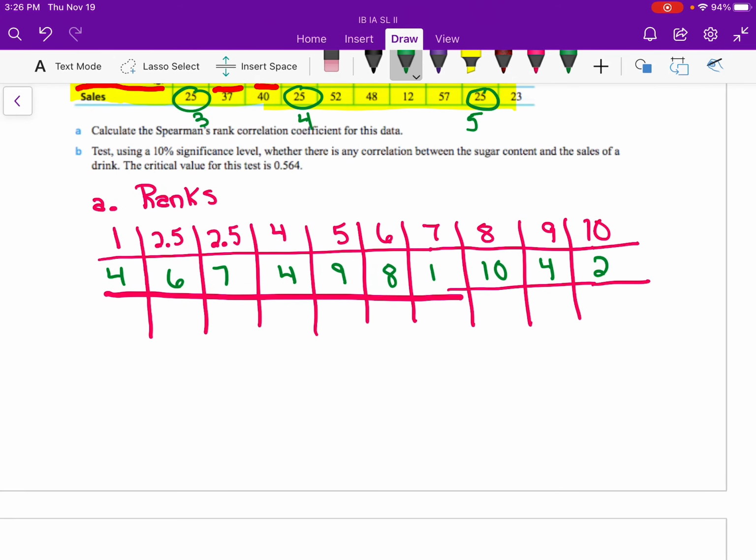Okay? So part B says test using the 10% significance level whether there is any correlation between the two. Okay, so again, you put this in your calculator. You should end up with an R value of negative 0.172, all right? And our null hypothesis is there is no correlation between sugar content and sales.